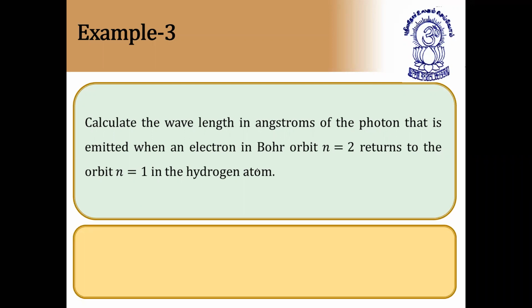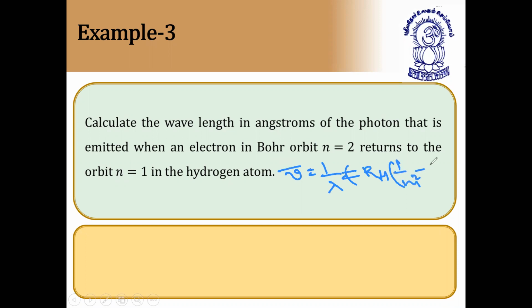So same formula, nu bar is equal to 1 by lambda. I'm writing it on the screen, you can just see. These models are most important. Rydberg's equation: nu bar is equal to 1 by lambda, which is also equal to RH into 1 by n1 square minus 1 by n2 square. For hydrogen-like atoms, now we have to take Z. If Z is involved, then RH into Z square we have to write. RH into Z square, that is most important.